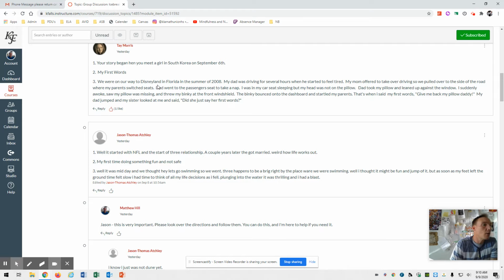We were on our way to Disneyland in Florida in the summer of 2008. My dad was driving for several hours when he started to feel tired. My mom offered to take over driving, so we pulled over to the side of the road where my parents switched seats. Dad went to the passenger's seat to take a nap. I was in my car seat sleeping, but my head was not on the pillow. Dad took my pillow and leaned up against the window. I suddenly awoke, saw my pillow was missing, and threw my binky at the front windshield. The binky bounced onto the dashboard and startled my parents. That's when I said my first words, "Give me back my pillow, Daddy." My dad jumped and my sister looked at me and said, "Did she just say her first words?"